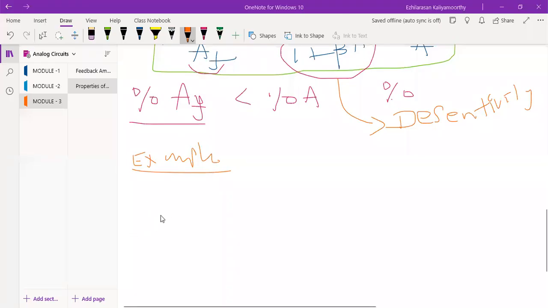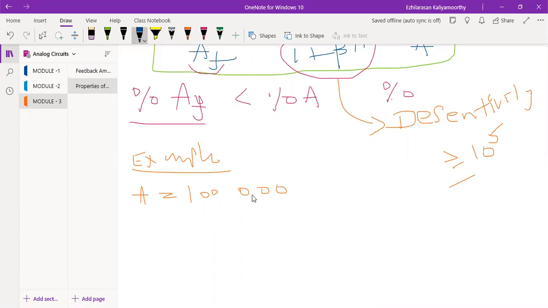Let us consider A is equal to 100000. Normally the gain will be very high. If I say operational amplifier gain is very high, in the sense it will be greater than 10 to the power of 5 in practical aspects. So A is equal to 100000. This will be your A value.